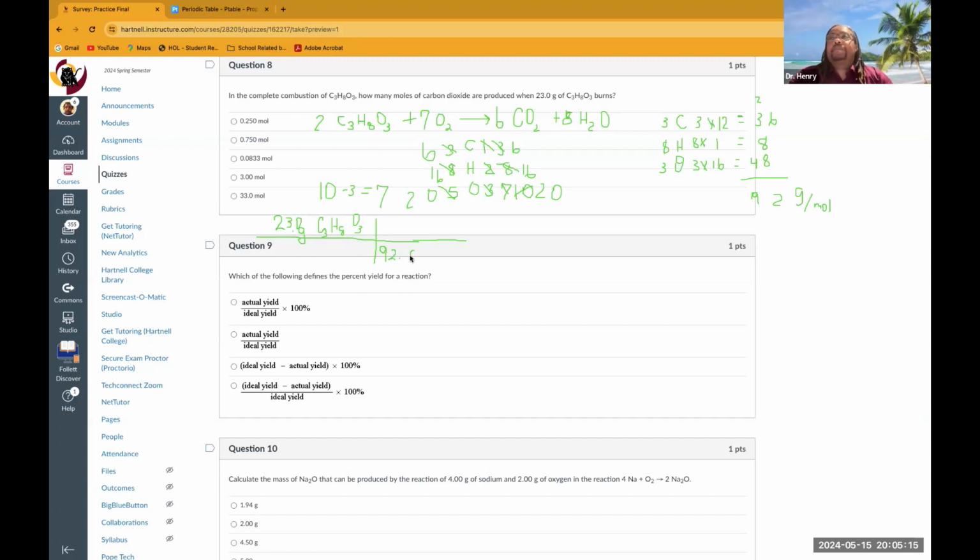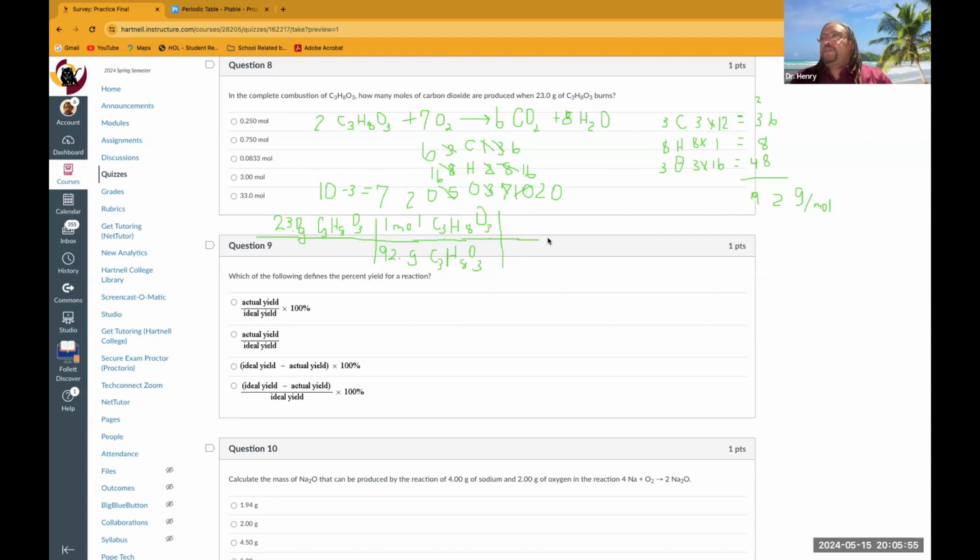Is that true? Or am I just making it up? Yes. Okay, so we're going to divide it by the mass. And then what else do we need to do? Use the molar ratio. Okay, so we need that molar ratio.